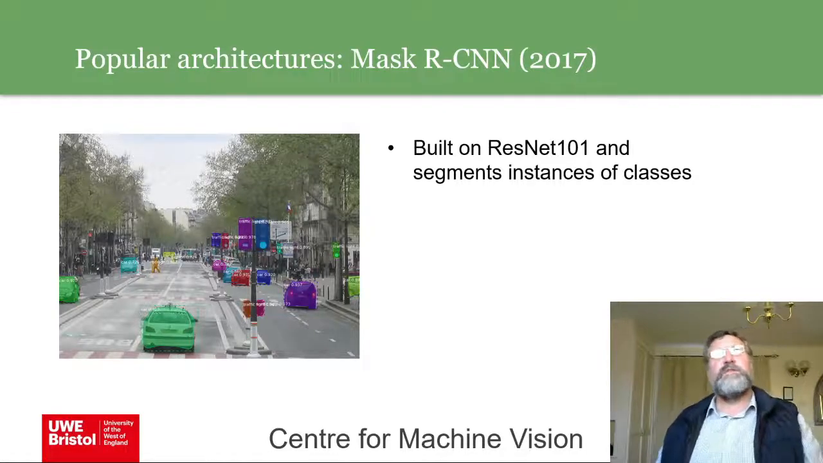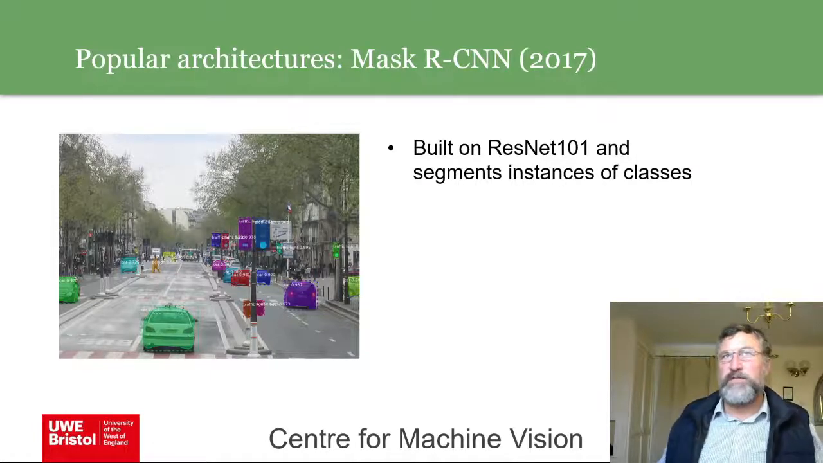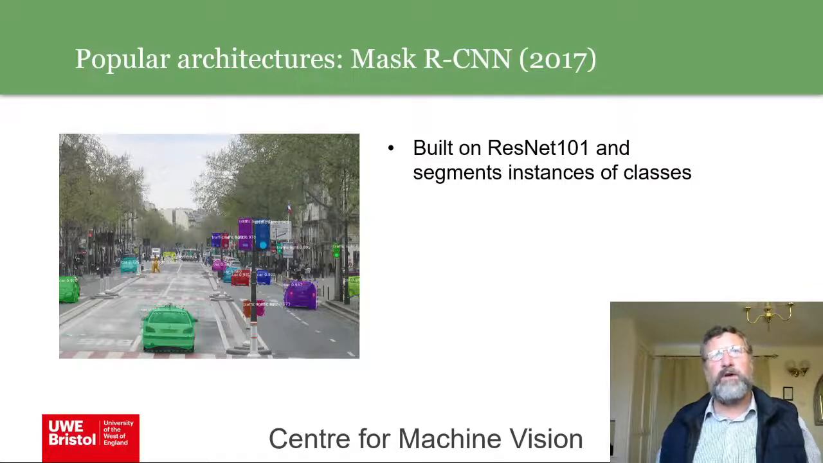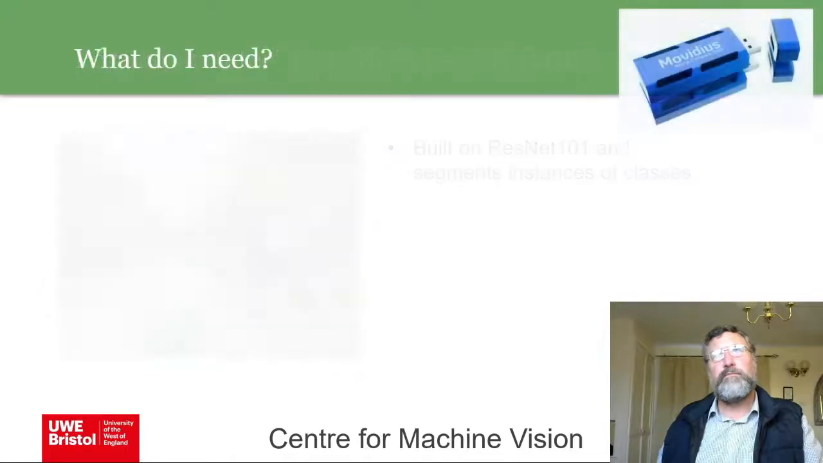Popular architectures are something called a mask RCNN. It's built on ResNet and segments instances of classes. So this is getting a bit more into the way the deep learning actually works, the actual architecture for the network. You can look this up in a bit more detail yourself. This is one of the best ones. It's a very powerful one. ResNet 101 is a type of architecture.